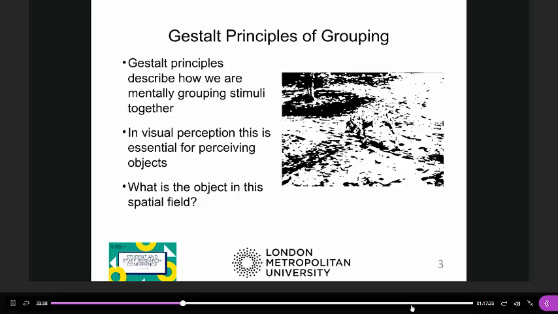Now, if you have a look at the picture, the question is, what is the object in this spatial field?